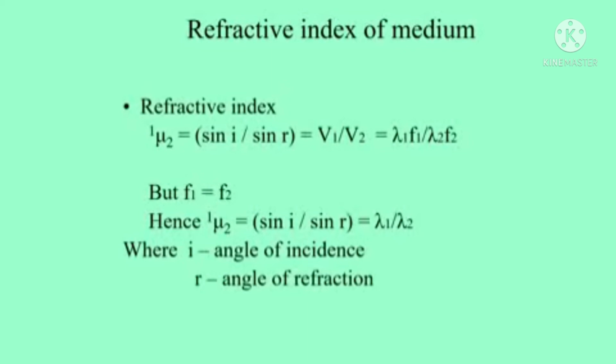the refractive index of the second medium with respect to the first medium is equal to sin I divided by sin R, equal to lambda 1 divided by lambda 2. That means this formula is in terms of wavelength, where I is the angle of incidence and R is the angle of refraction.